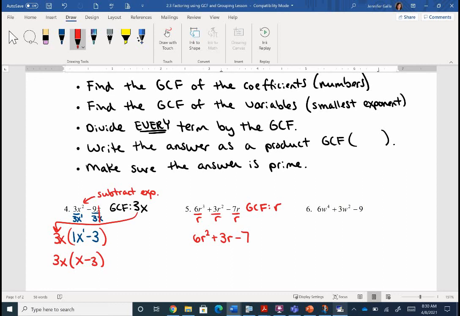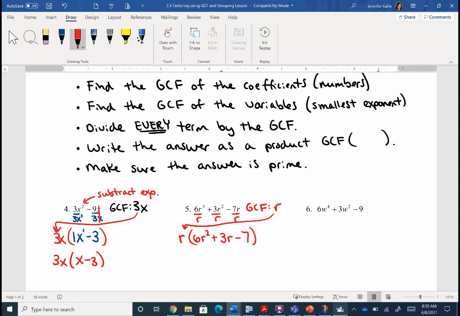Don't forget, after you divide, don't forget that step number 4. We need to write our answer as that product. So we throw parentheses around, and we put the GCF out front. Your final answer should look like something that if I gave it to you to start with, you would think to distribute. Again, we're going in reverse of that distributive property, so our final answer should look like something we would want to distribute.